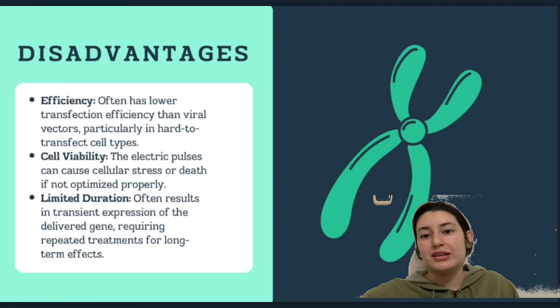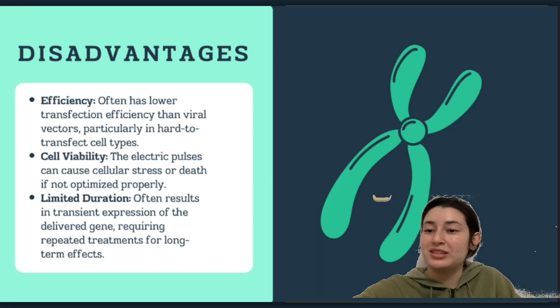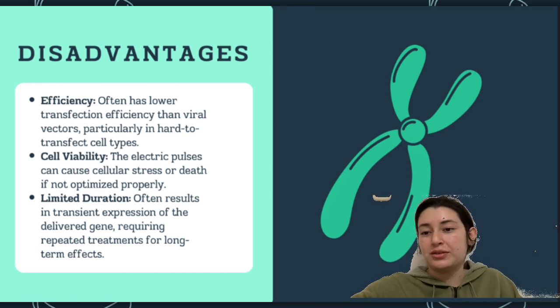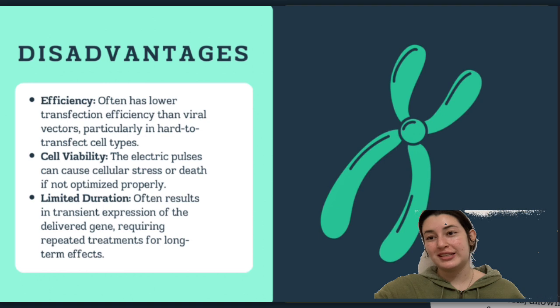Now, continuing with the disadvantages of electroporation. While electroporation can introduce genes into the cell, its efficiency is often lower compared to viral vectors, particularly in hard-to-transfect cells like primary neurons or stem cells. For example, viral vectors often integrate more efficiently into the genome, whereas electroporation often requires optimization to achieve comparable results. When we talk about optimization, we are talking about cell viability concerns.